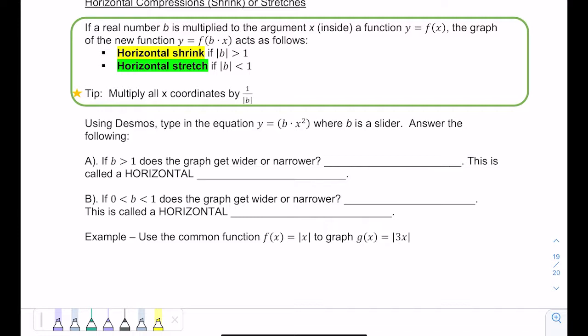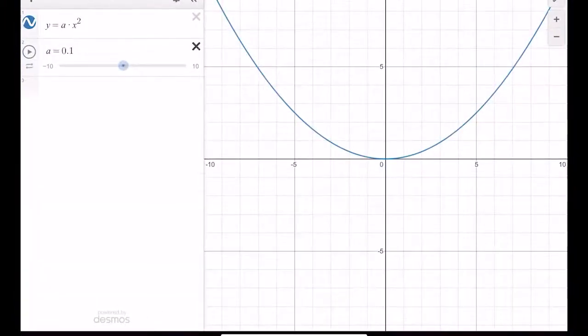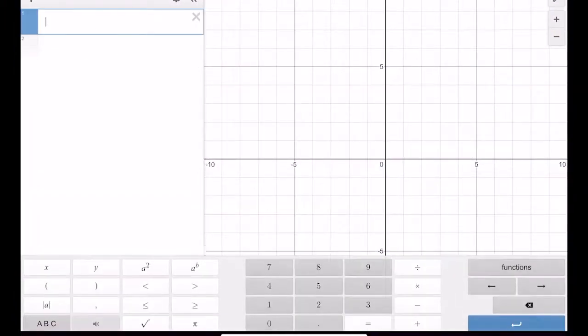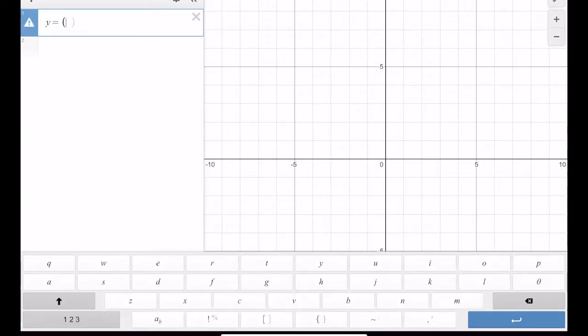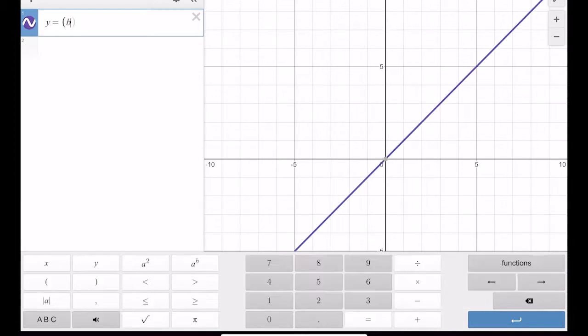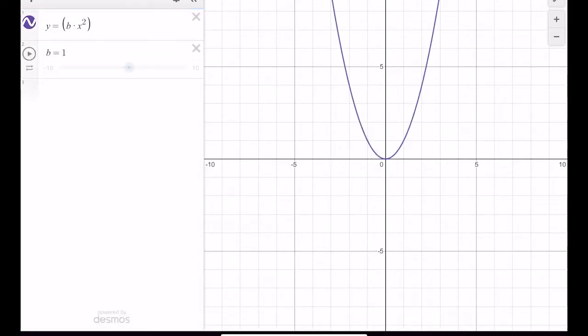Okay? So if I take this equation now, I'm going to make b a slider in Desmos. So this time I'm going to type in y equals, and I'm going to use parentheses now, okay? And I'm going to pick the letter b. So b is going to be my slider. So I'm going to have b, and then times, we'll do the x squared function. Okay, and then remember, click on the letter b. Now it's a slider. So now watch what happens.